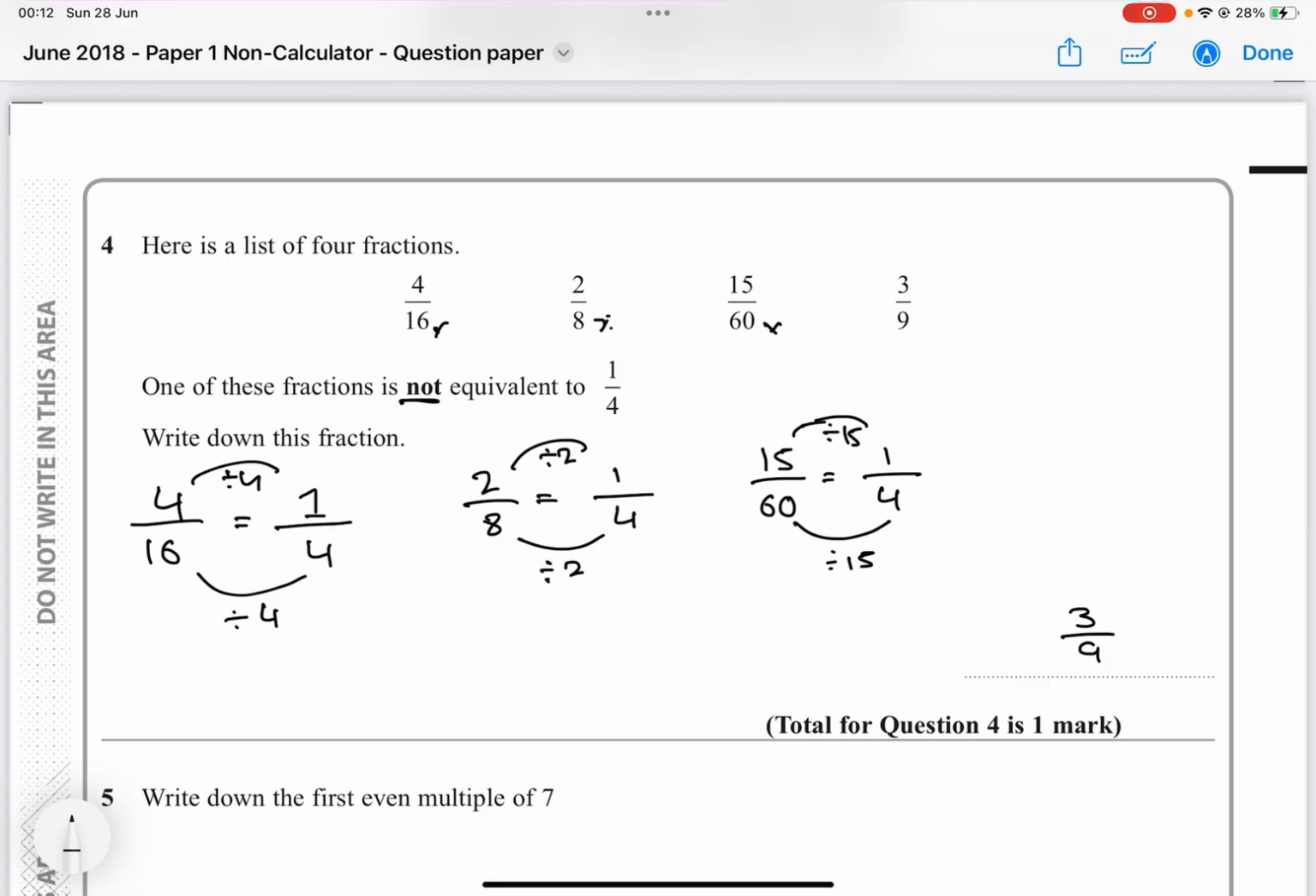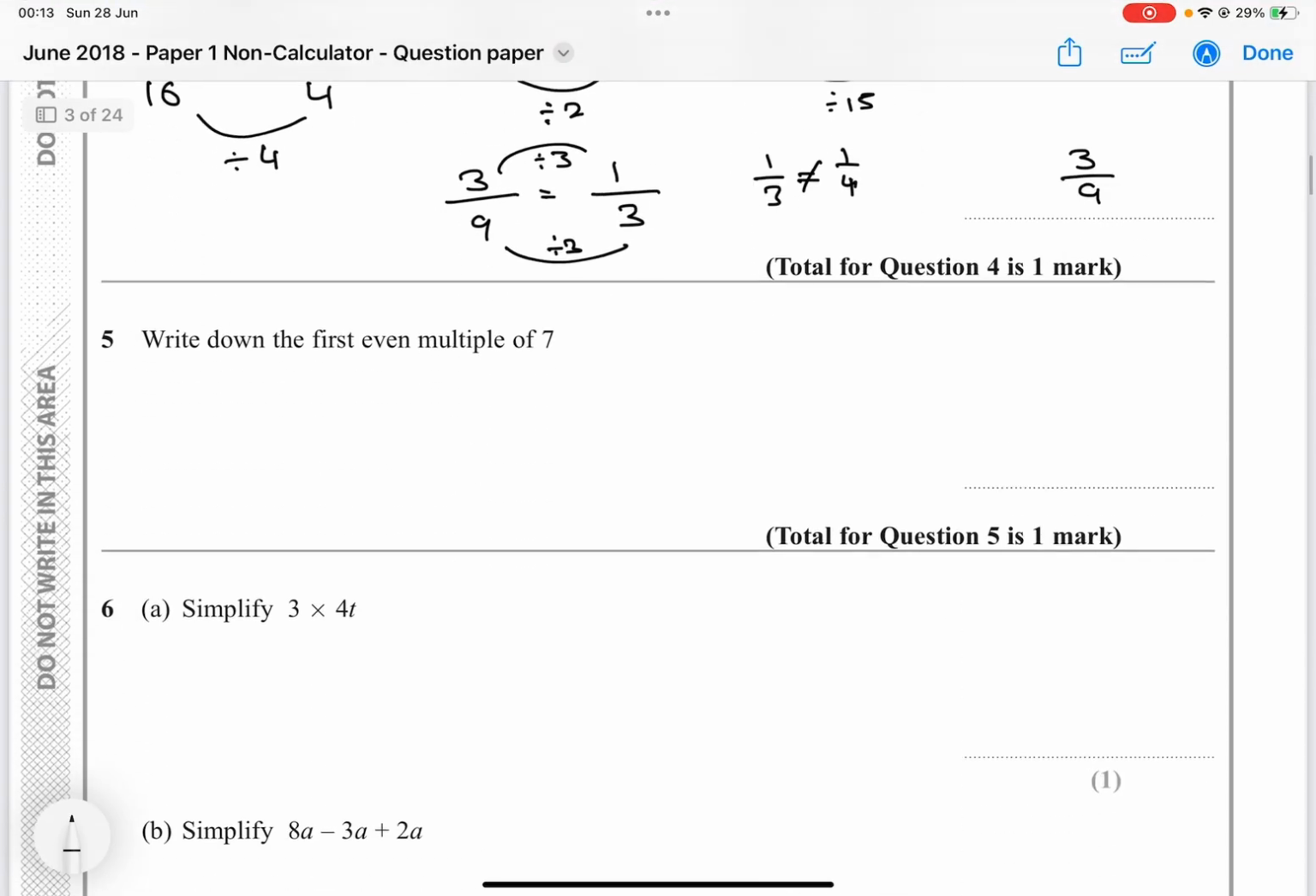But just to go over the working out, if we were to simplify 3 over 9 and we were to get 1 in the numerator, if you divide this by 3 and divide the denominator by 3, 9 divided by 3 is 3. So a third is not equal to a quarter. So therefore, 3 over 9 is not equivalent to a quarter.